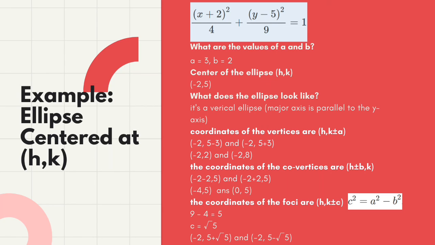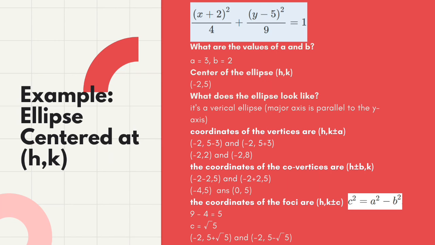The coordinates of the vertices are negative 2, 2 and negative 2, 8, which were determined using h and k plus minus a. The coordinates of the co-vertices are negative 2, 5 plus square root of 5 and negative 2, 5 minus square root of 5, which was determined using h and k plus minus c. The c was solved using the formula c squared equals a squared minus b squared.